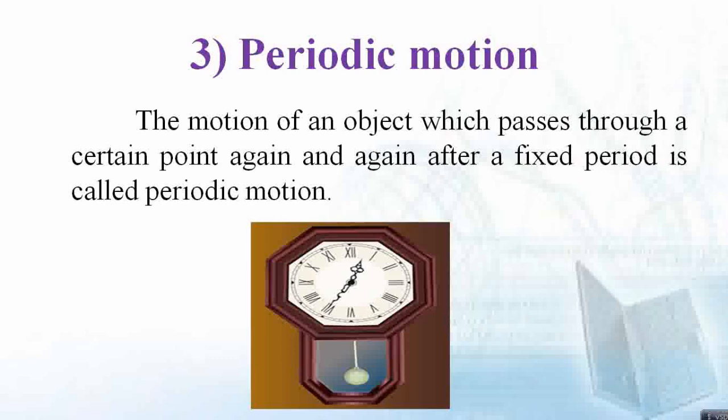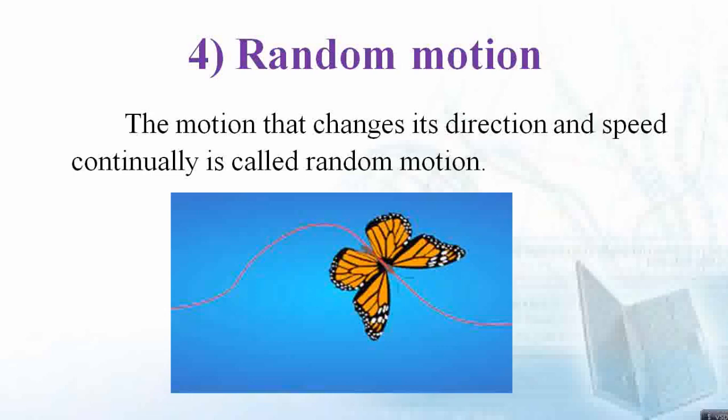Now, next is random motion. The motion that changes its direction and speed continuously is called random motion. For example, you can see the butterfly moves in a zigzag manner and not in a straight line. So, this is an example of random motion.